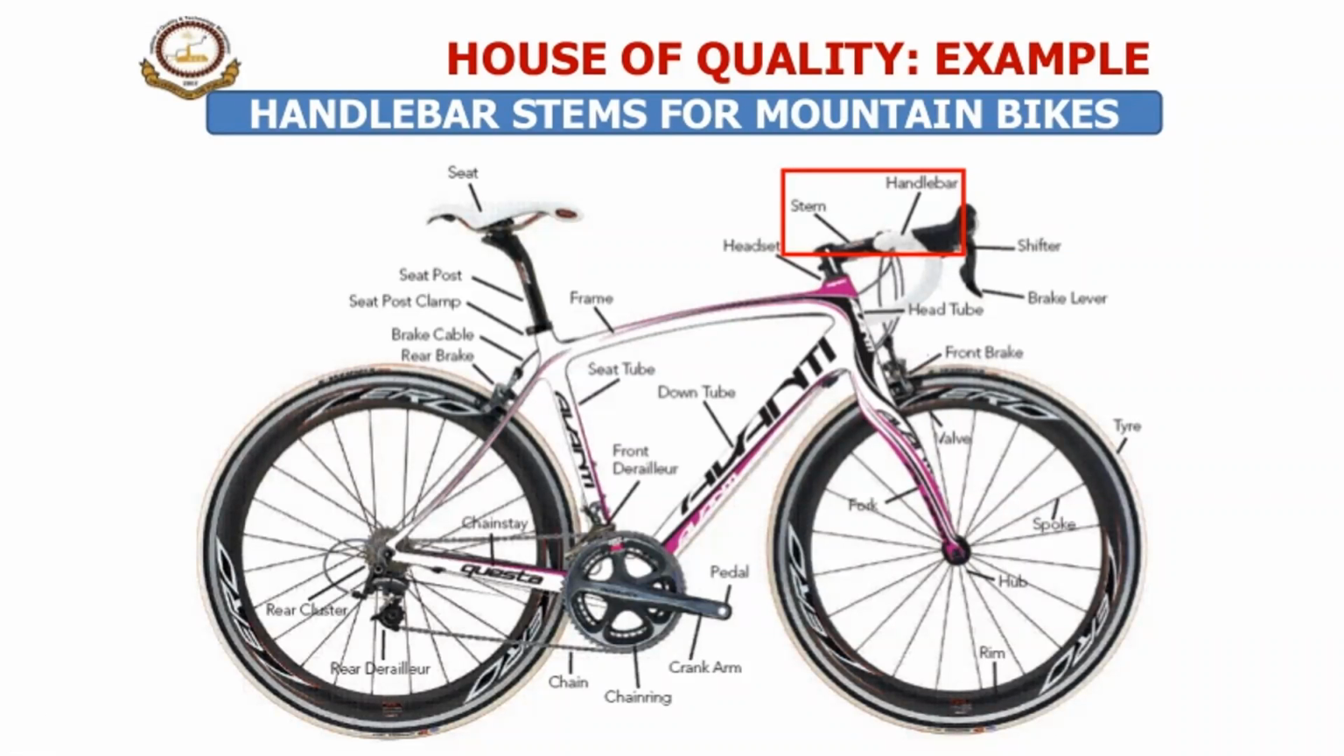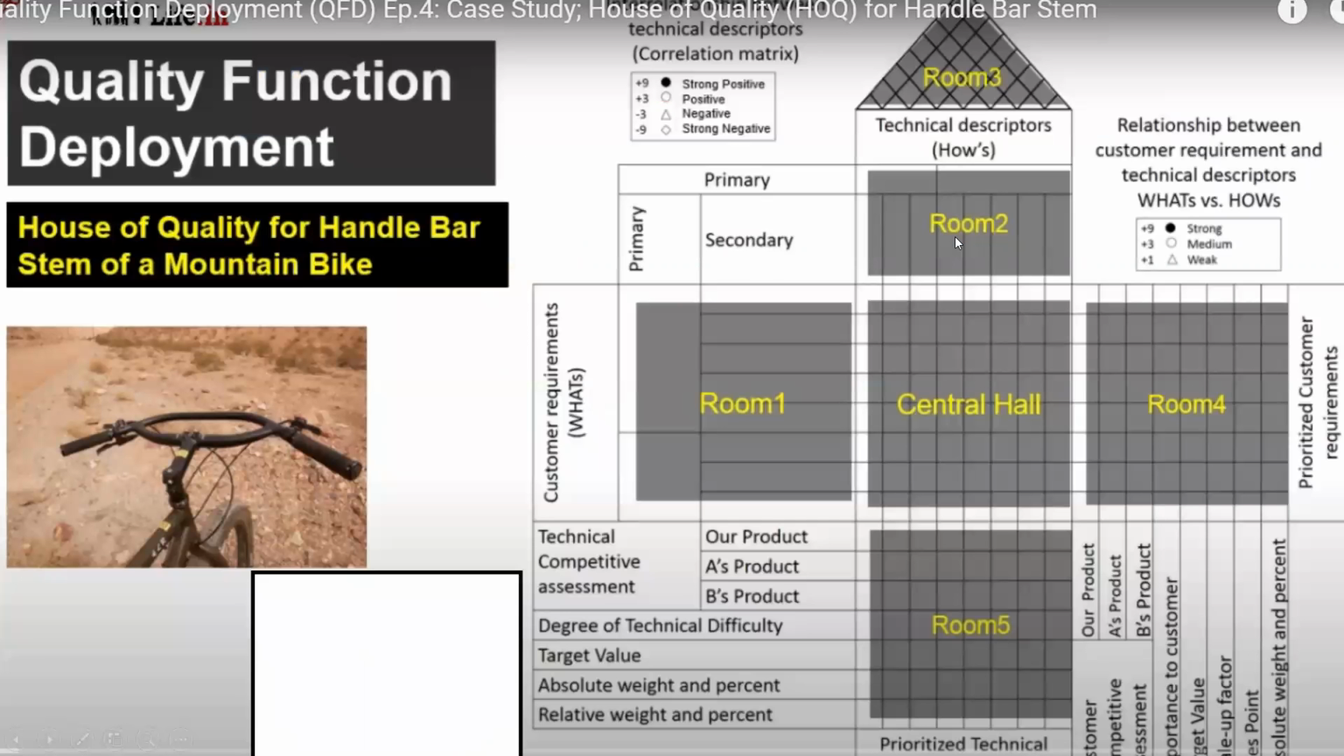Okay, now we go to another example, the handlebar stem for the mountain bike. Example for building QFD. For this QFD, we put the customer requirement as the what: primary and secondary customer requirements. This one is the technical description, how you can do that.